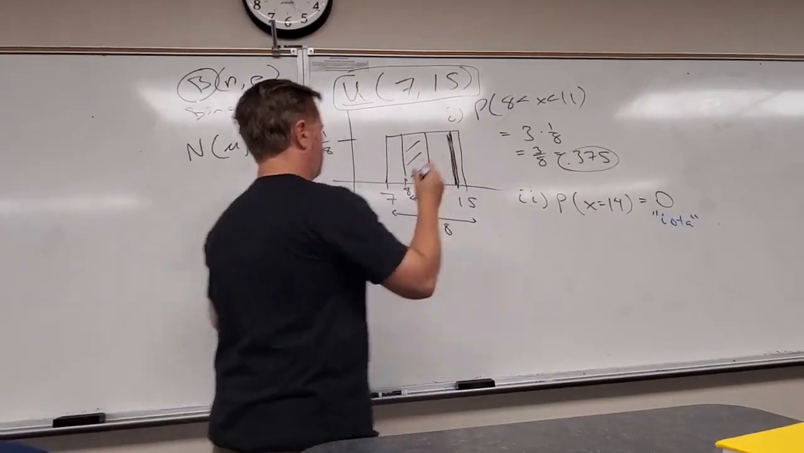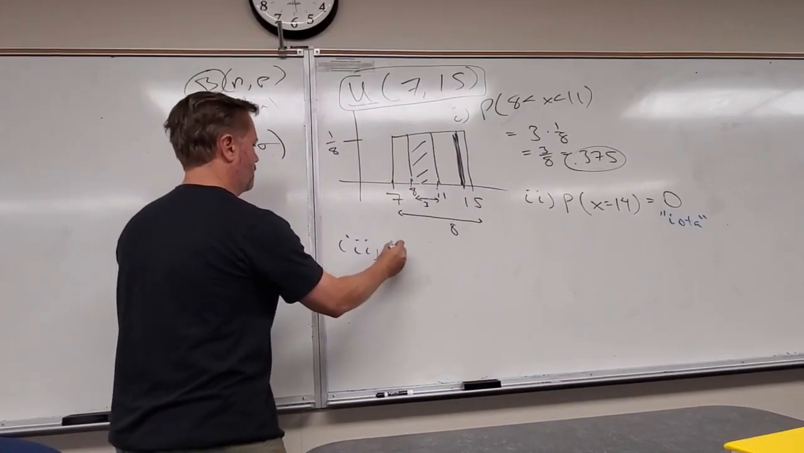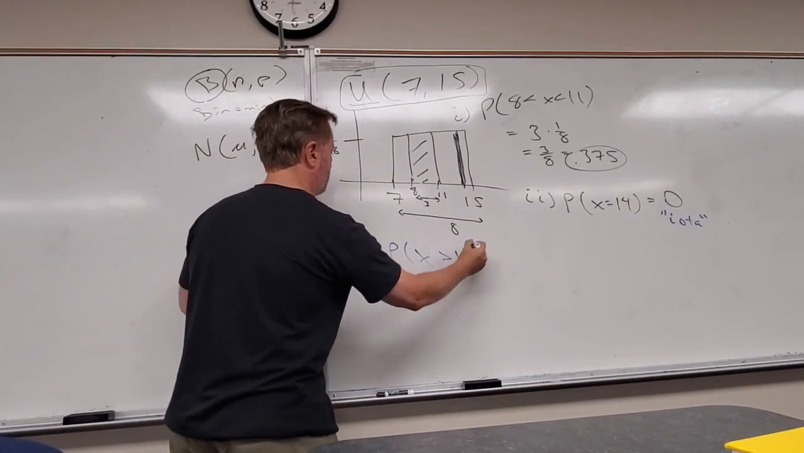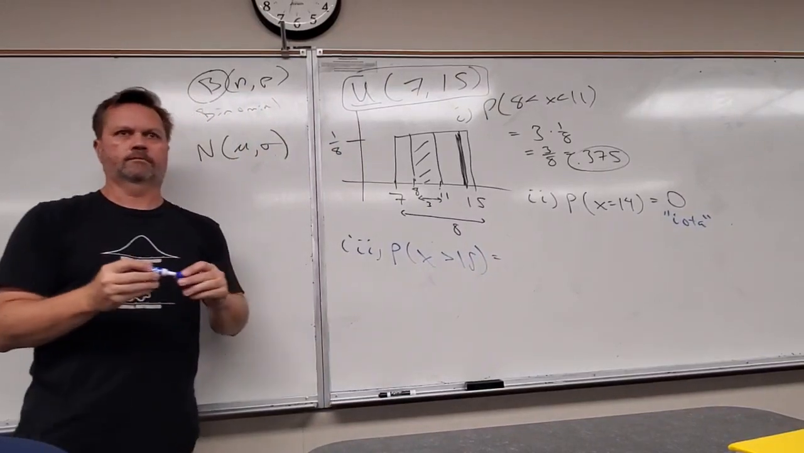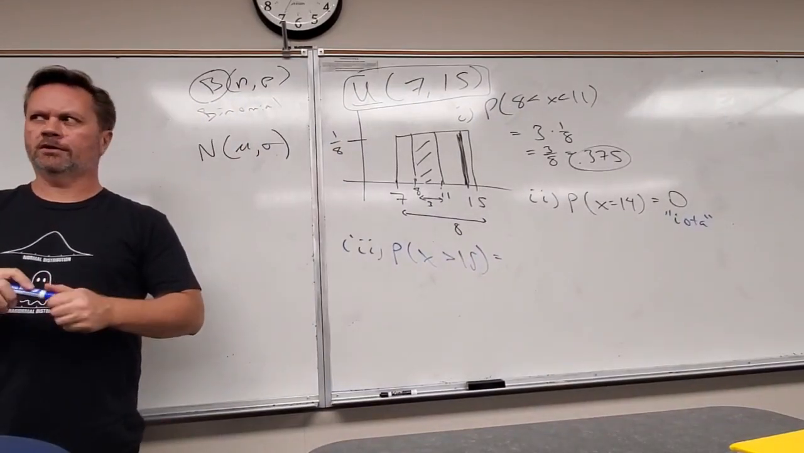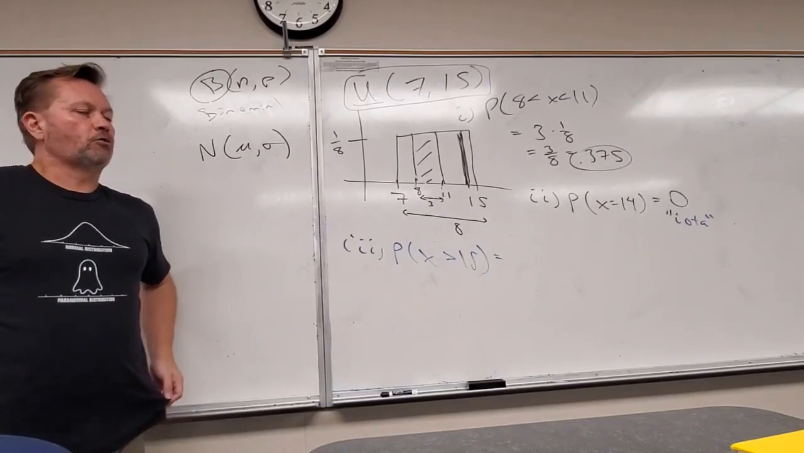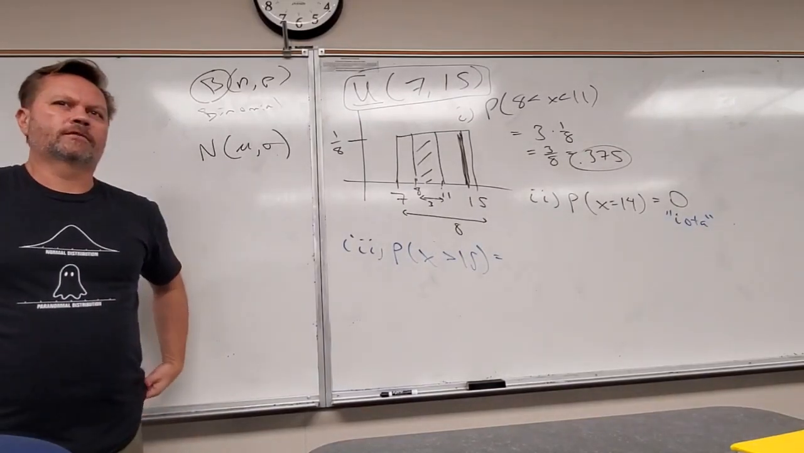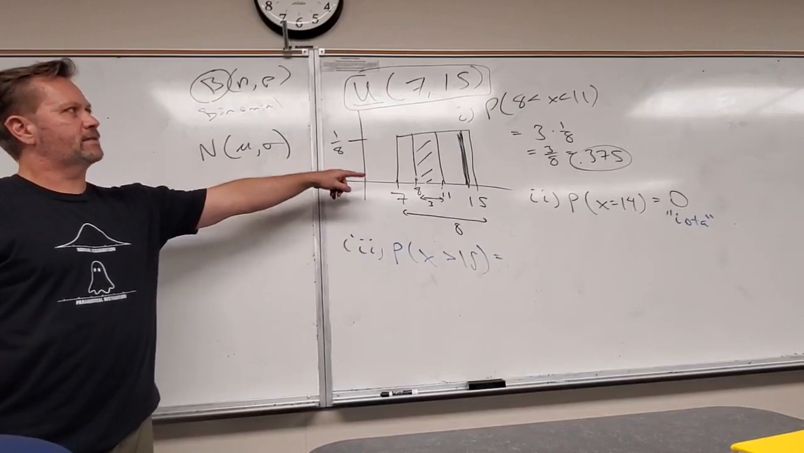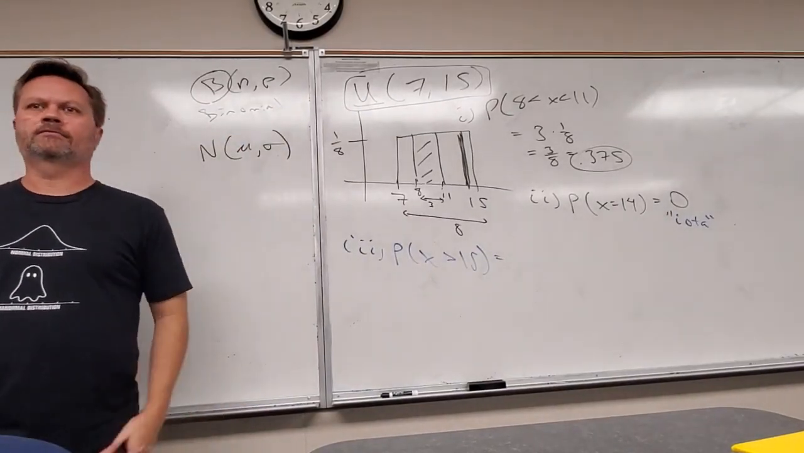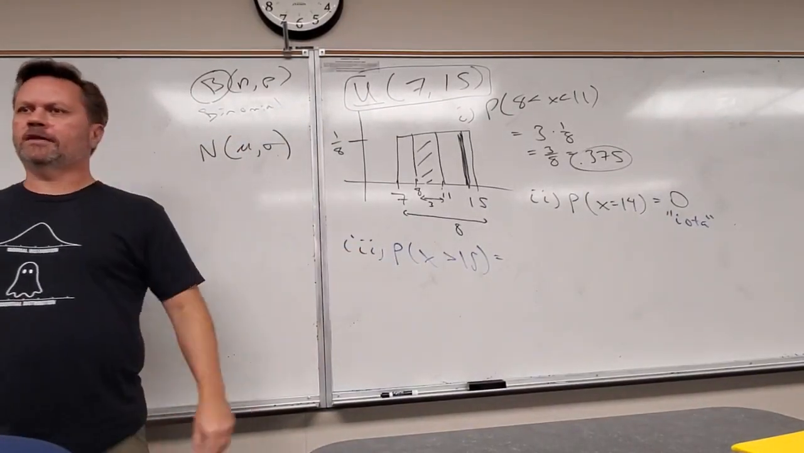So what about this? What's the probability that x is greater than 15? This one's a little more straightforward. What's the highest thing that this problem says can happen? So the probability it's greater than 15 is zero. Done.